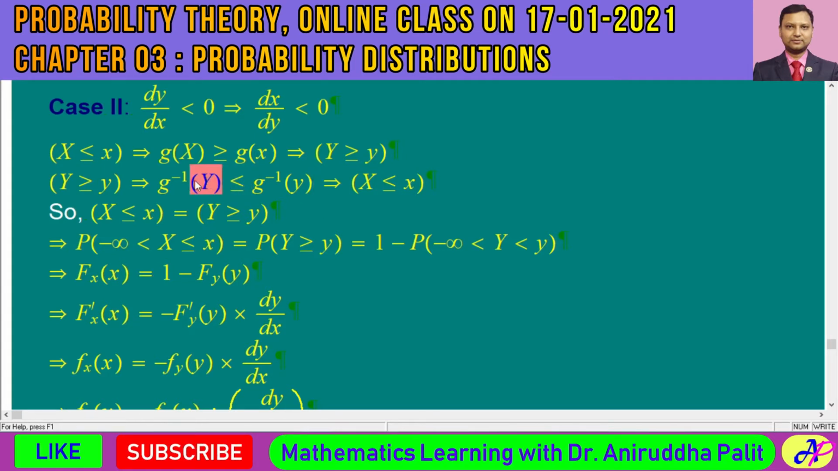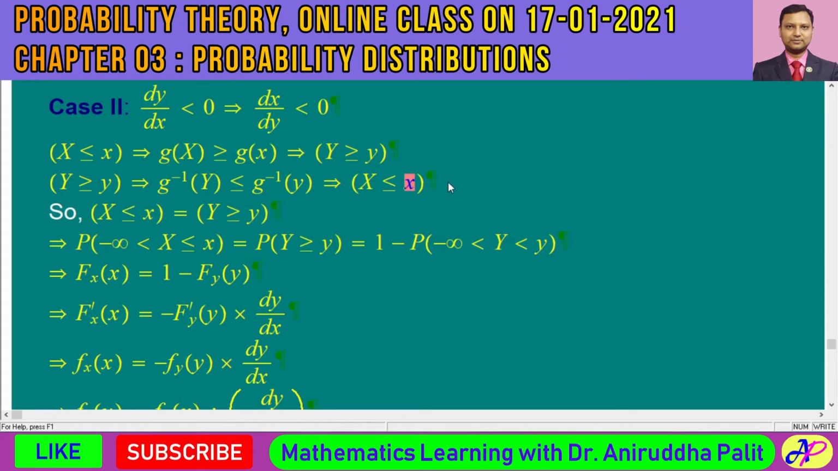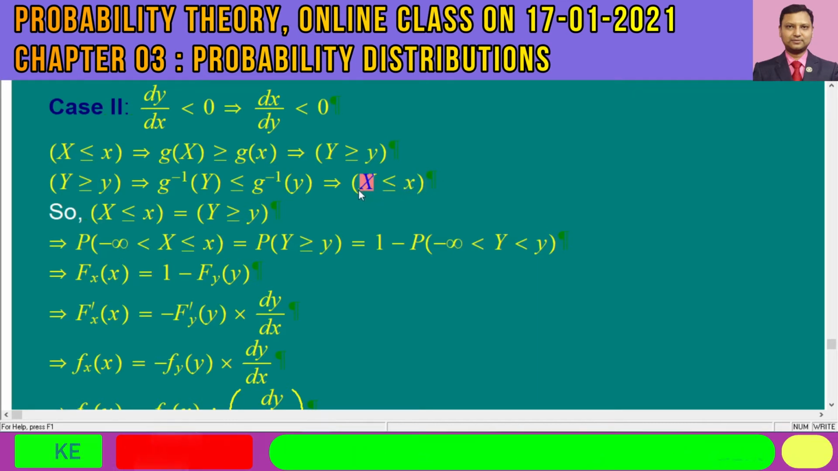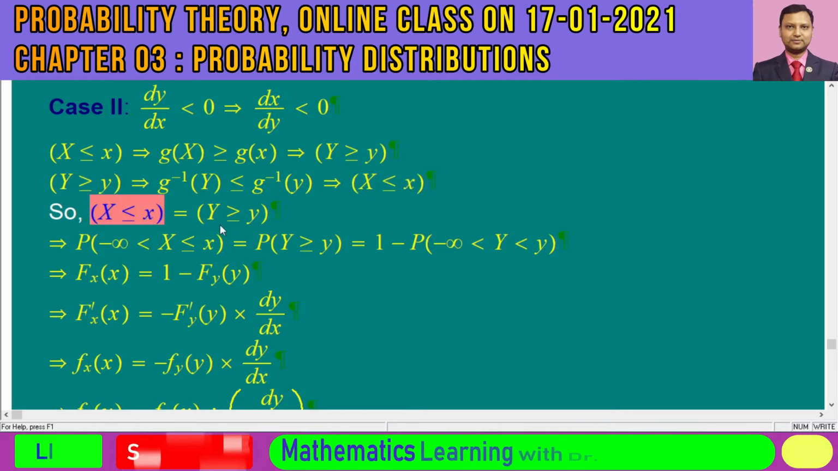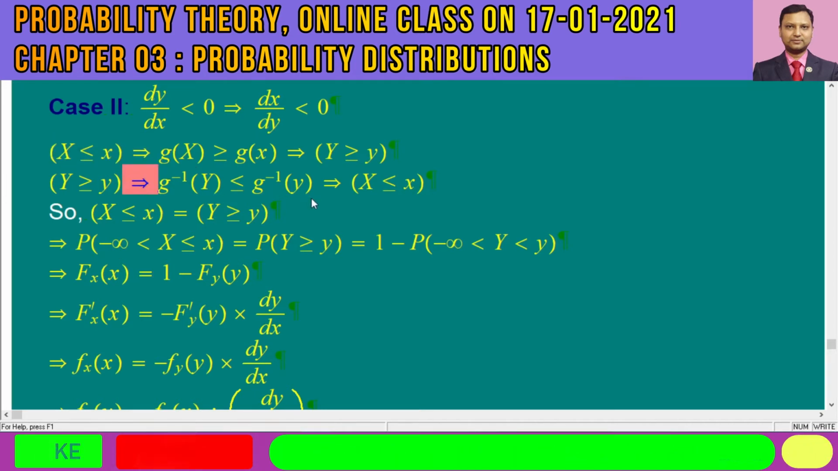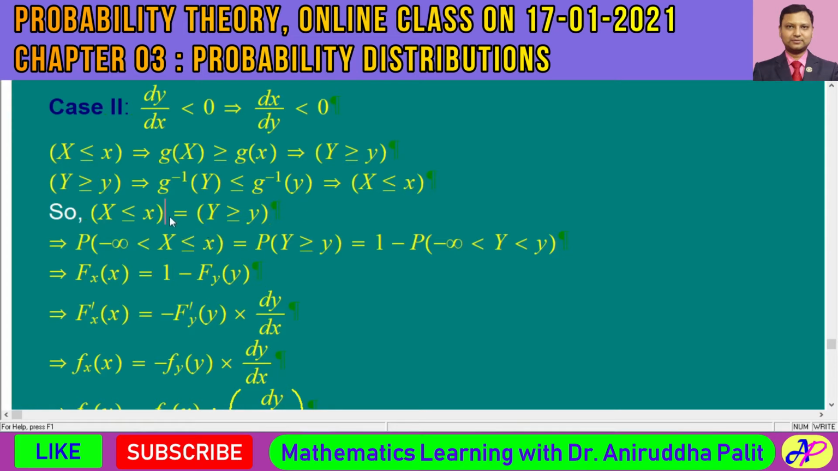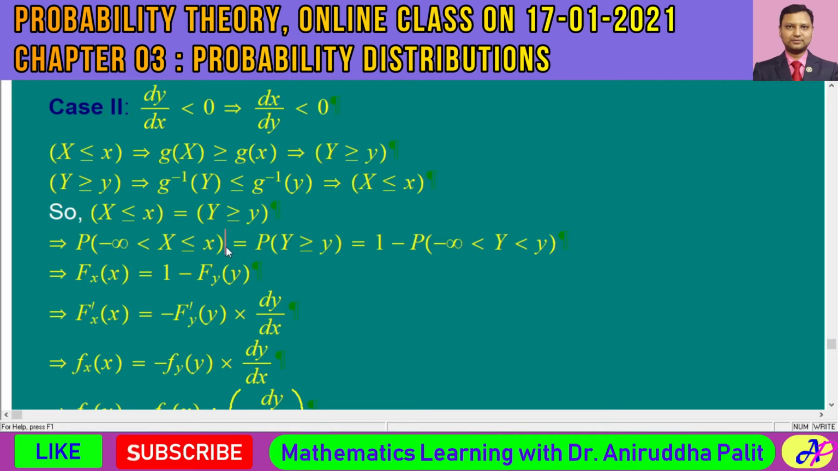Got it? And what is g inverse of Y? g inverse of Y would be equal to X, and g inverse of small y would be equal to small x, the real number small x. This is the random variable and this is the real number. So we observe over here that the event X less than or equal to small x is equivalent to the event that Y is greater than or equal to small y, as one event implies the other. Thus, we observe that these two events are equivalent events, the same events. Therefore, their probabilities must be the same.